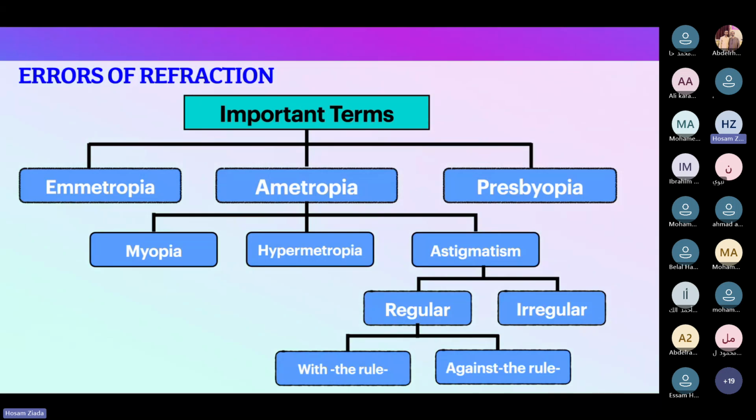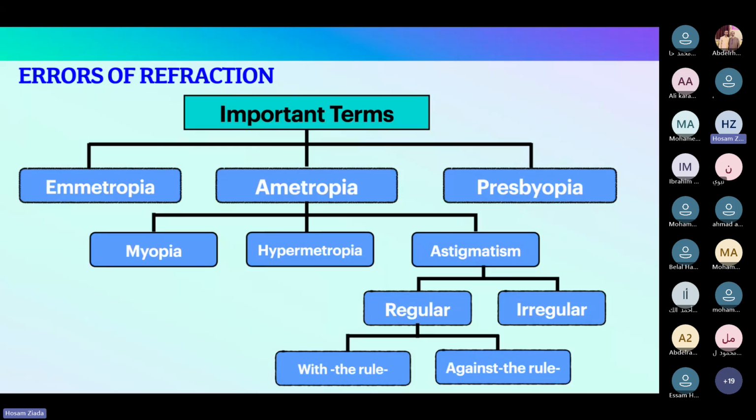Emmetropia means there is no error of refraction, that the refraction of the eye is normal. So the patient can see objects at 6 meters as clear objects. It's called 6/6 or 20/20 by the American way. So emmetropia means that the refractive power of the eye is normal and there are no errors of refraction.